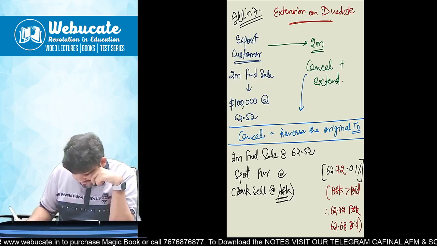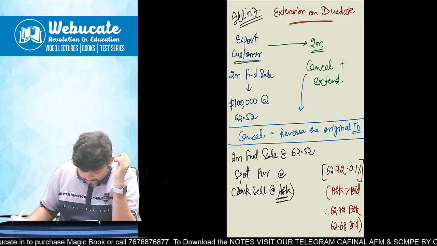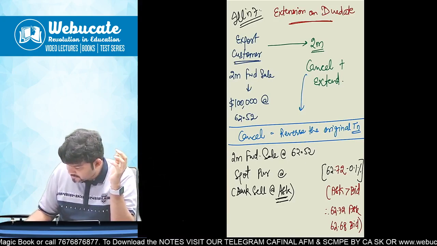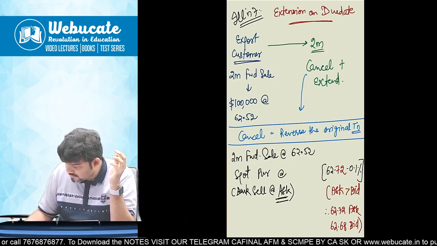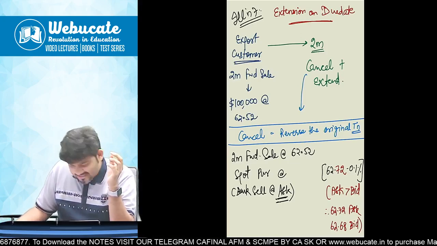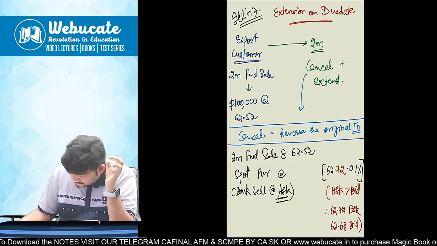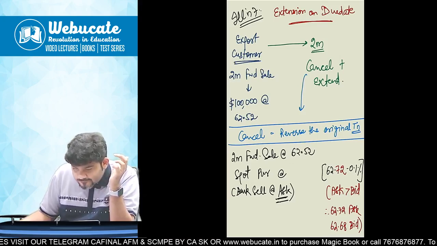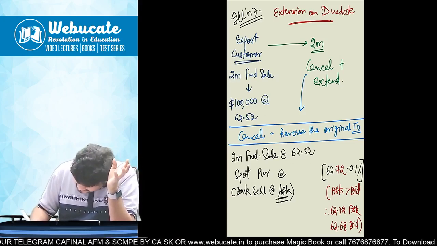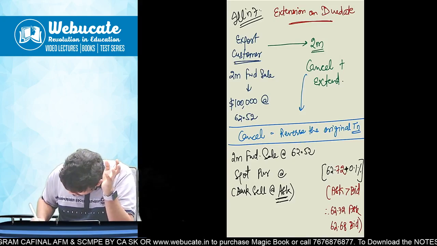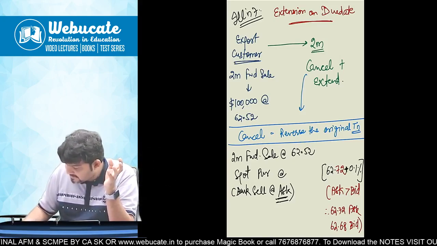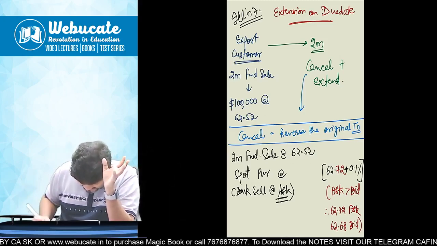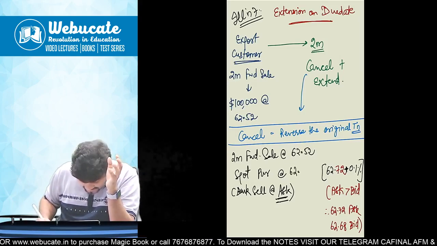So it will be how much? 62.65728. 62.783. Oh, you are purchasing. So add, sir. Add. What are you doing, sir? Are you sleeping, sir? You want a coffee? Yes. I want filter coffee. 62.72 plus 0.1%. 62.78272. Okay, guys. Come on. 62.78272.